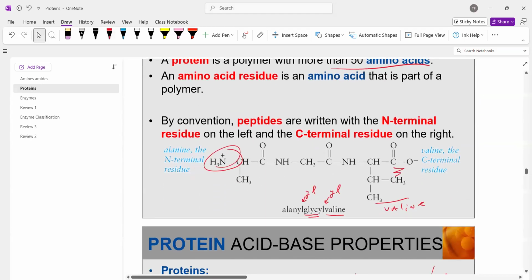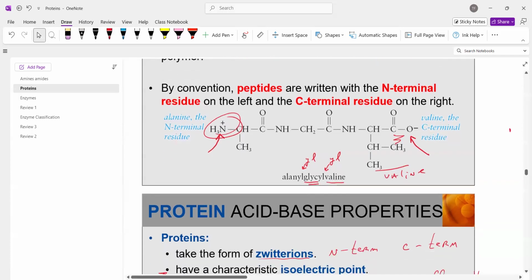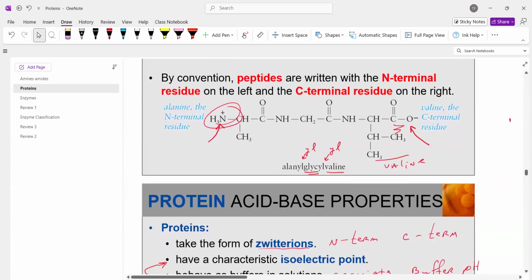Okay, so in biochemistry lingo, we have two ends of the polypeptide or protein. One end has got the amino function on it. The other end has got the acid end. So there's an N-terminal end and a C-terminal end. Notice whenever I've written amino acids today, I've always put the nitrogen on the left, the acid end on the right. That's just by convention.